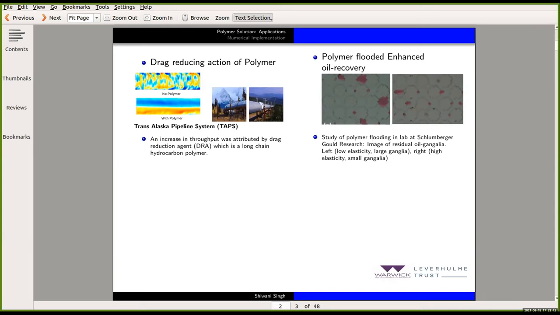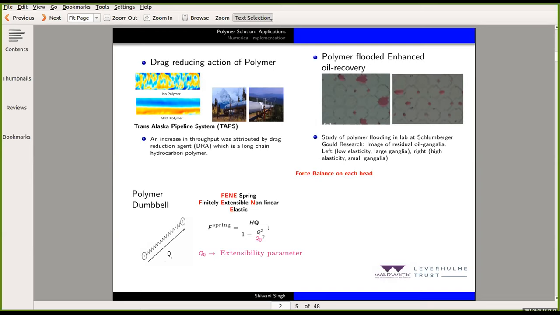I'll just provide a little bit of detail of the model that we are using in this scheme. I'll consider a polymer dumbbell model in which two beads are connected through a spring. To limit the extensibility of the spring, we are considering a finitely extensible nonlinear elastic spring, where you can see from here that the finite extensibility is limited to Q naught. So if a polymer is present in a fluid, it experiences the spring force, the drag due to the solvent, and the fluctuation due to the temperature.